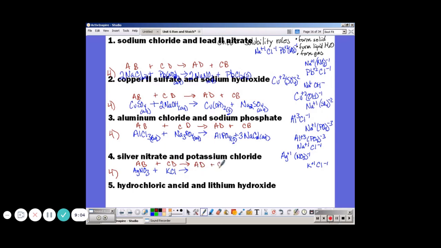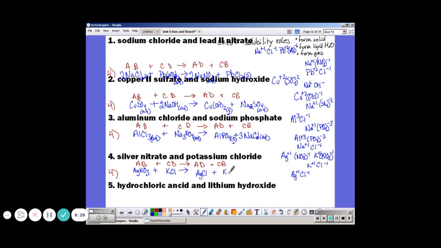A in the problem was silver with a plus 1 charge. D in the problem was chlorine with a minus 1 charge. So that would be AgCl. Plus C was potassium, K plus 1, and B was nitrate, NO3, minus 1. I'd cross my charges and I get KNO3.